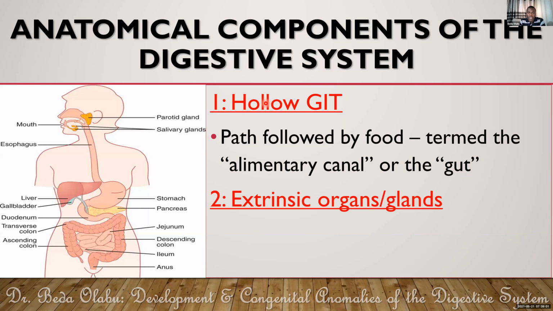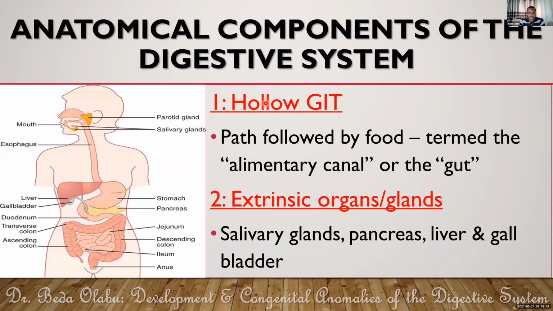The second component would be the extrinsic organs of the digestive system, which refers to the different organs that provide their secretions into the lumen of the digestive system, yet the organs are not found within the wall. So this refers to the salivary glands, pancreas, liver, and the gallbladder.